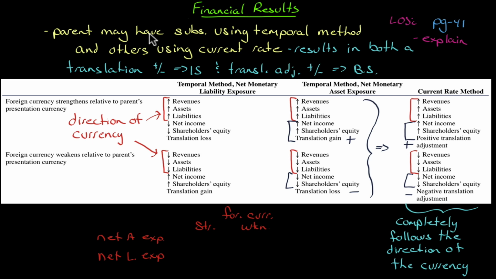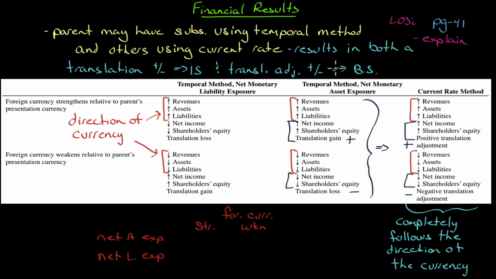So a parent may have subsidiaries using temporal method and others using the current rate method. So here's the result of that. It results in both a translation gain or loss on the income statement from the temporal method and a translation adjustment gain or loss on the balance sheet.